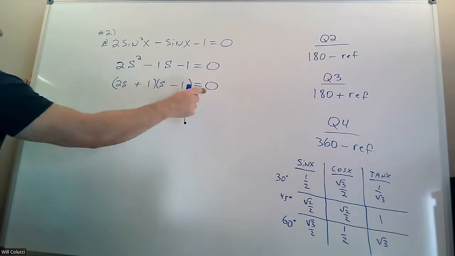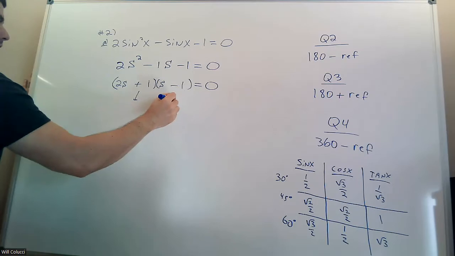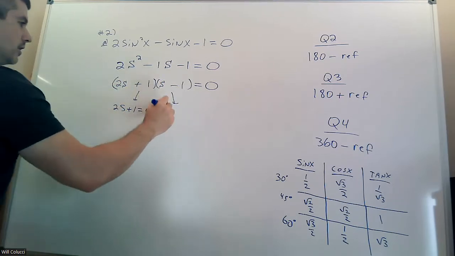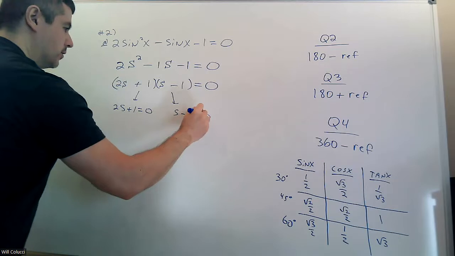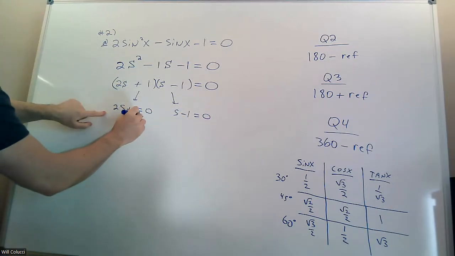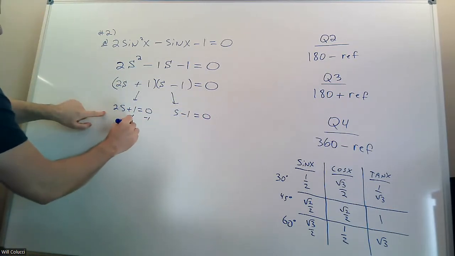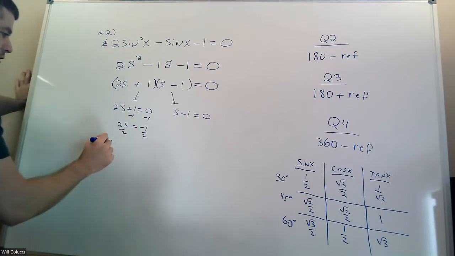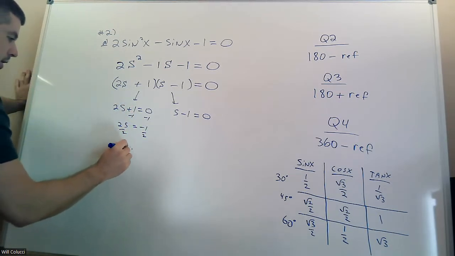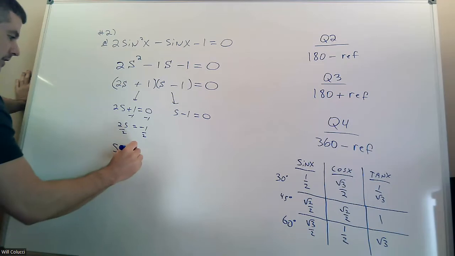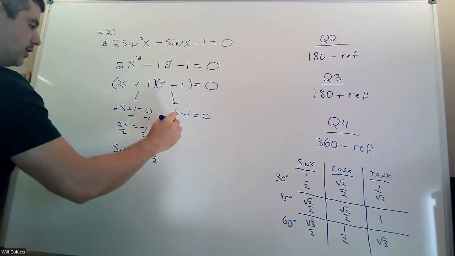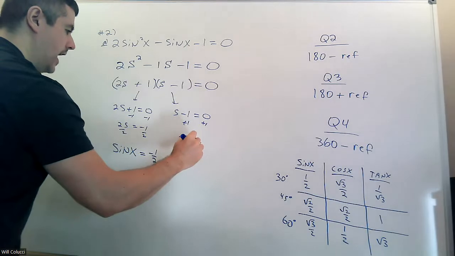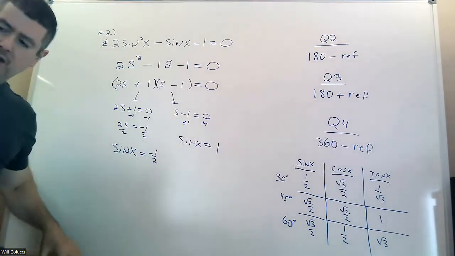Now, if the product of two things is 0, one of them must be 0. So either 2s plus 1 equals 0, or s minus 1 equals 0. Now you're going to subtract 1. I mean, I'm going to write it all. I don't want to, but I will. Subtract 1, divide by 2. So over here, I get that sine. Now you want to put the word back. The sine of angle x is -1/2. And over here, add 1. So you get sine of angle x equals 1.